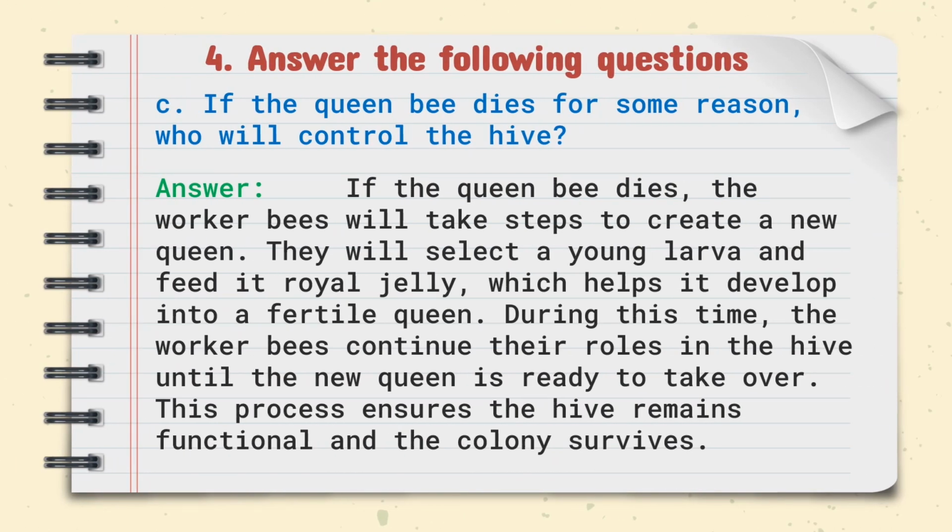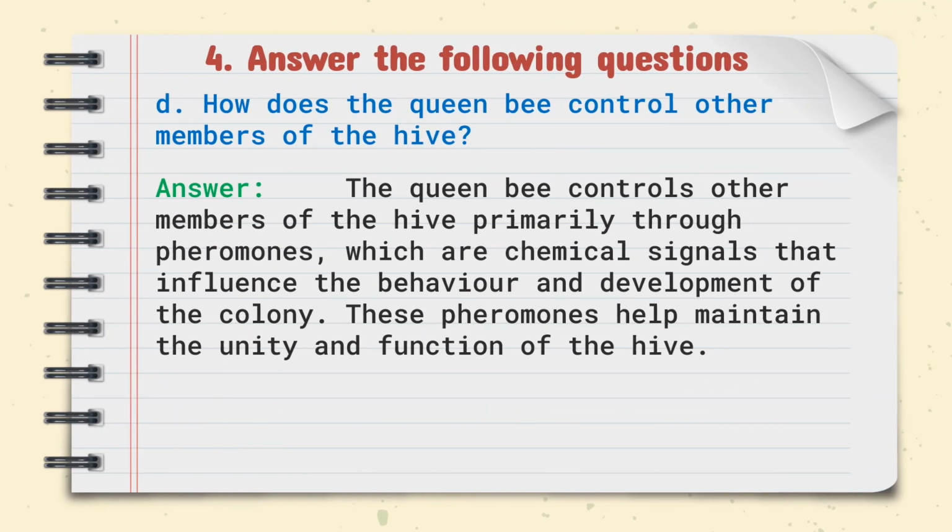7. If the queen bee dies for some reason, who will control the hive? If the queen bee dies, the worker bees will take steps to create a new queen. They will select a young larva and feed it royal jelly, which helps it develop into a fertile queen. During this time, the worker bees continue their roles in the hive until the new queen is ready to take over. This process ensures the hive remains functional and the colony survives.